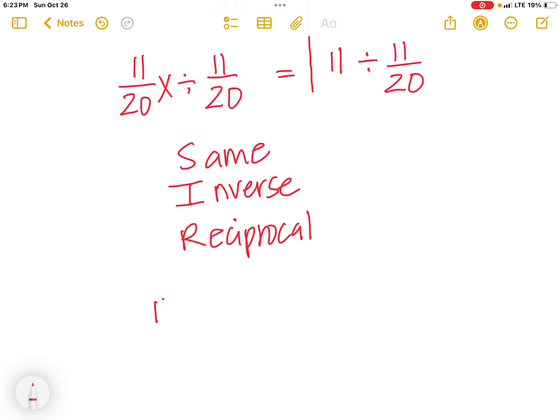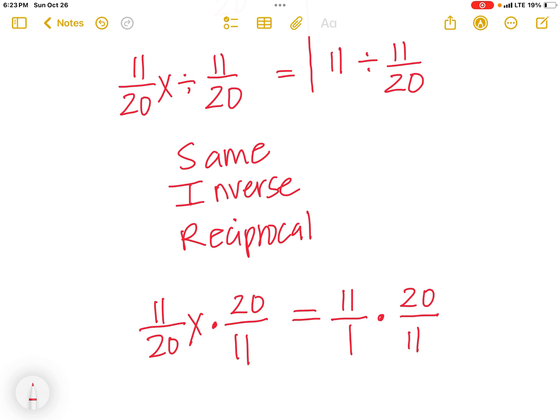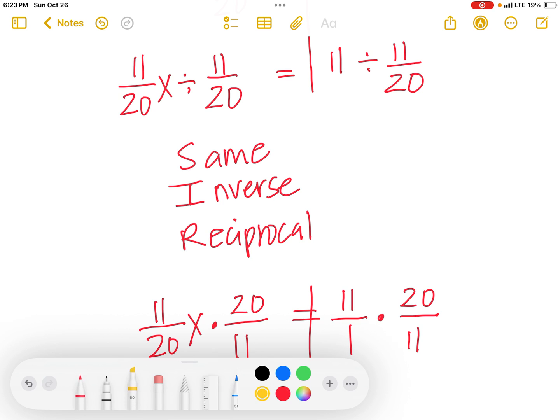First fraction stays the same, 11 over 20x. The inverse of division is multiplication, and the reciprocal of 11 over 20 is 20 over 11. That's the left side of my equation. I have to do the exact same thing. 11 as a fraction would be 11 over 1. The inverse of division is multiplication, and the reciprocal of 11 over 20 is 20 over 11. Notice how I did the same thing to both sides.